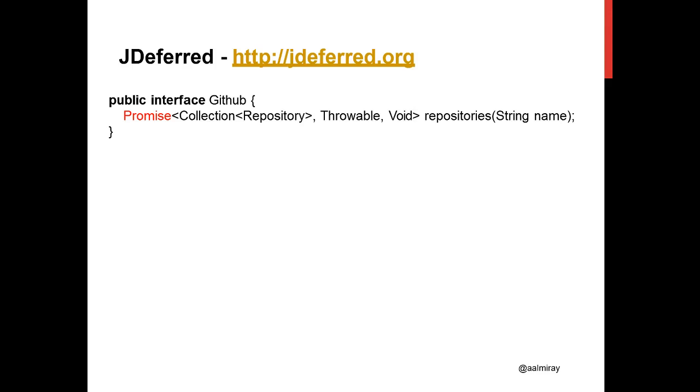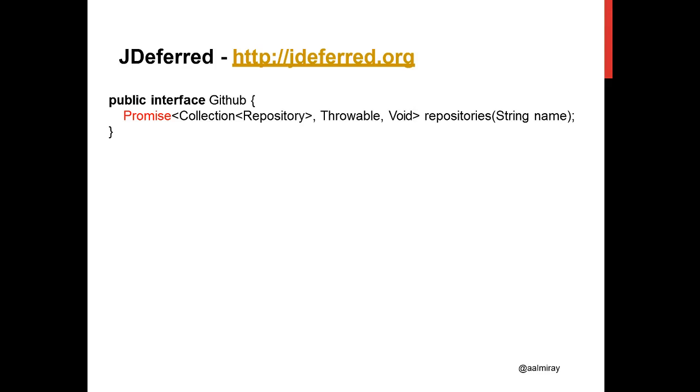So let's say that we want to change our contract that we saw earlier, the repositories, and this time we return something called a Promise, which is a type from JDeferred. And this Promise has 3 generic values. The first generic is the type of return, so a collection of repositories. The second type is the type of object that can be returned as an error. We have Throwable, but JDeferred is extensible enough so that you can return a string or any other domain object as long as it makes sense to you.